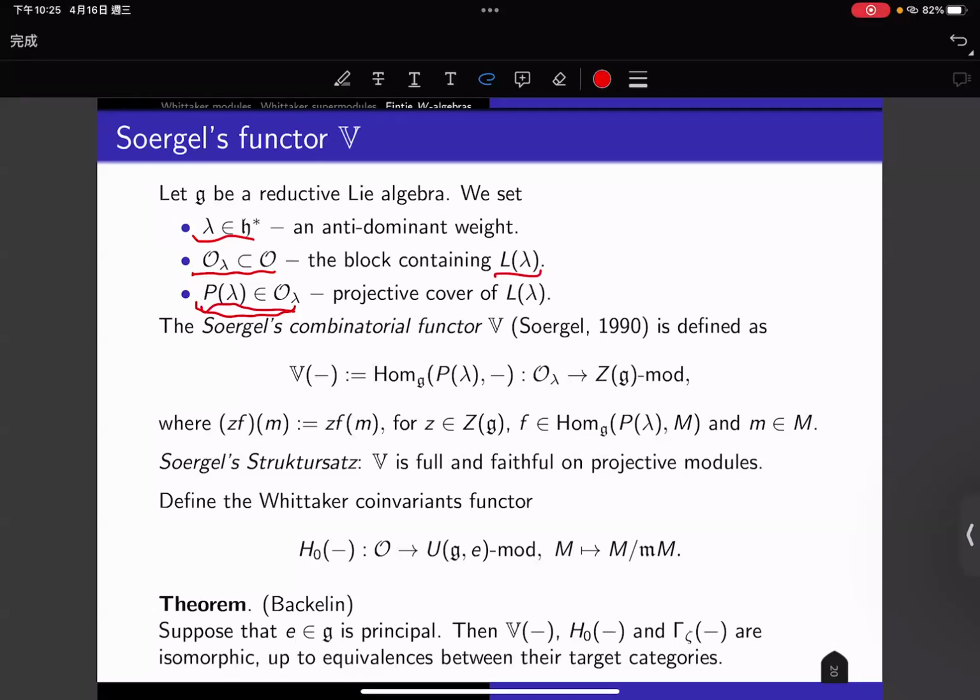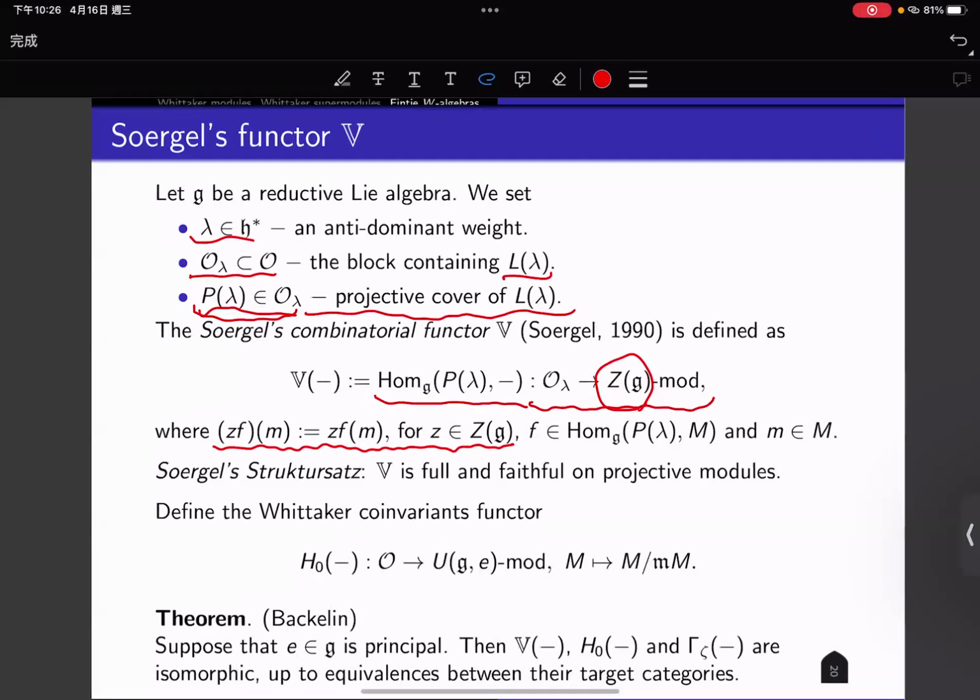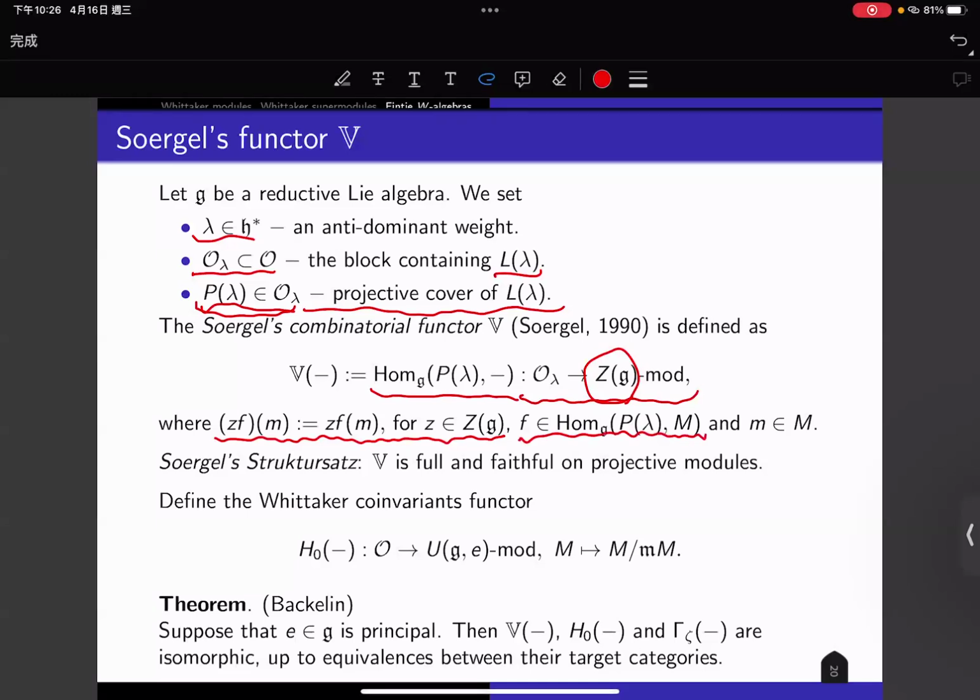The classical Soergel's combinatorial functor V, given by Soergel, is defined as the following functor from category O to ZG-mod. This is the module category of the center of g. This functor is a Hom functor. This P_λ is a projective cover of L_λ with the following action of Z: Z·f of M is defined as, we first apply f to N, and we multiply it with Z for any f in the resulting module.